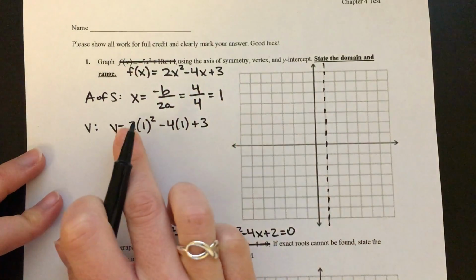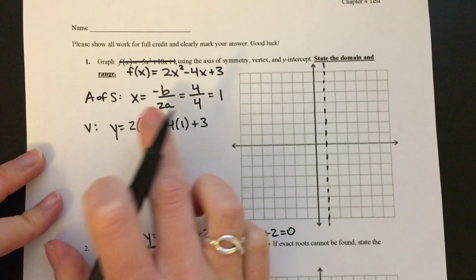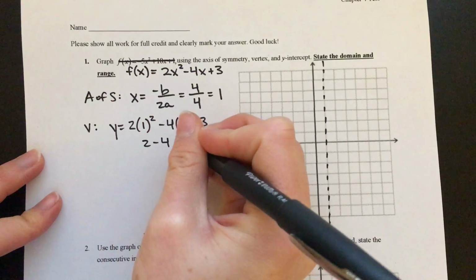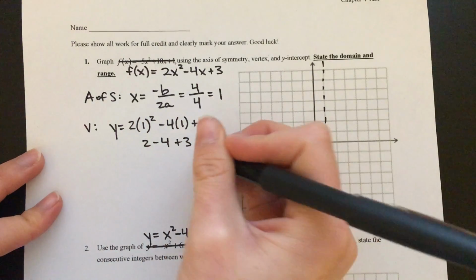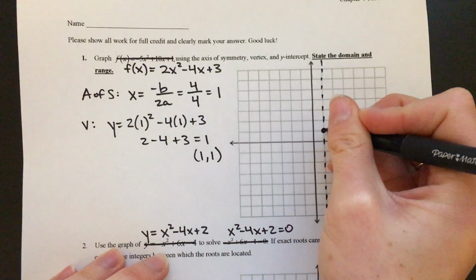Okay, so careful with this. Make sure you square the 1 first before you multiply by 2. So 1 squared would be 1, times 2 would be 2, and then minus 4 plus 3. So this ends up being 1. So your vertex would be the ordered pair (1, 1). So that would be a point right here.